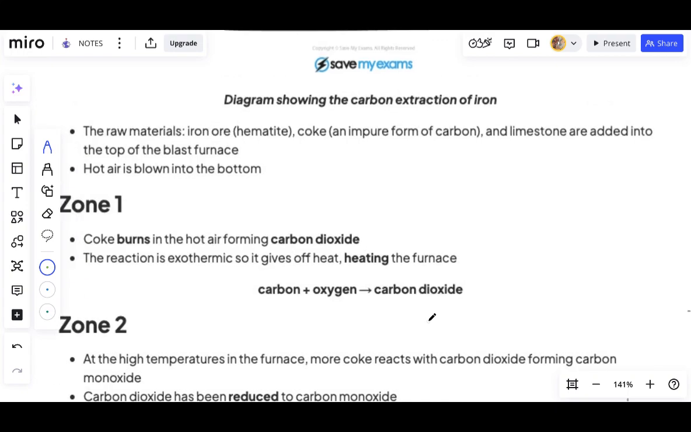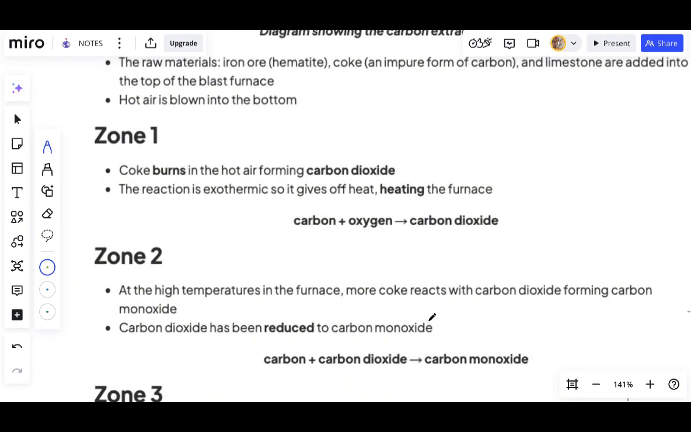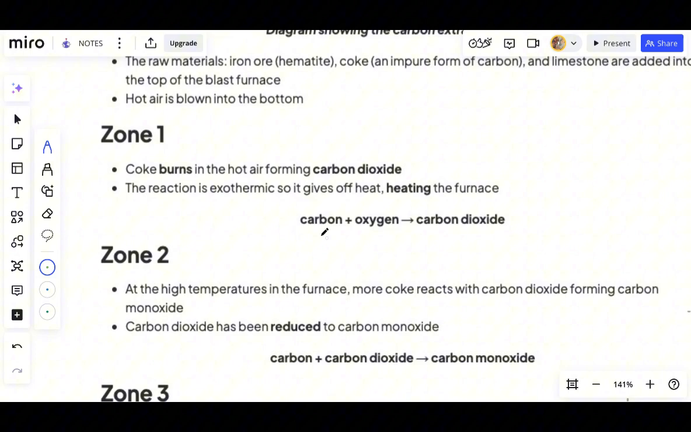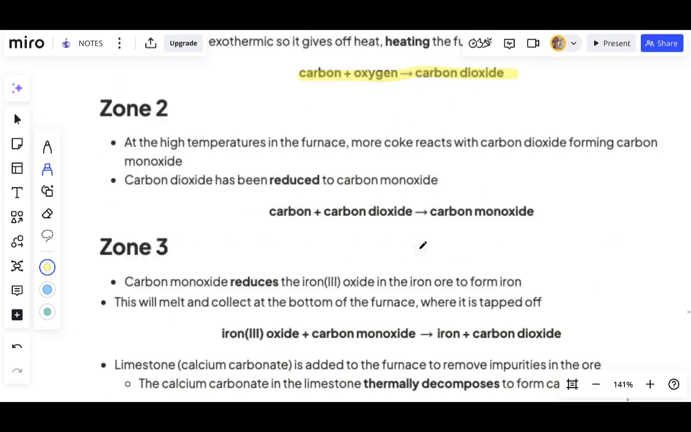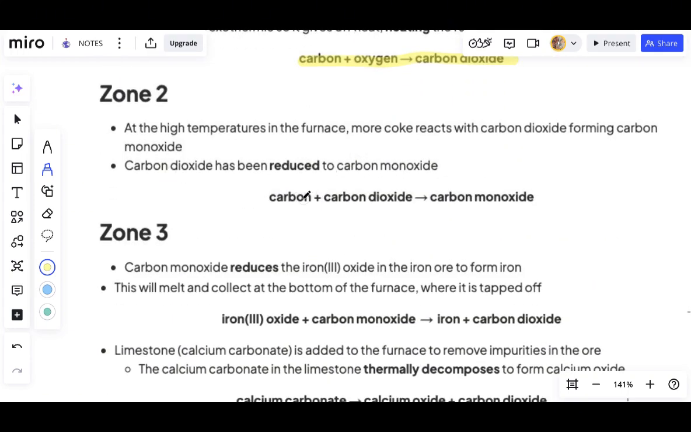Okay, so that's what we have for this. All this is explaining the zones, what is happening. We've mentioned them zone by zone, so I'll just show you the equations. But if you are doing the extended syllabus, you have to know not only the word equation, you have to know the symbol equation. This is C plus O2 gives CO2, carbon dioxide. In zone 2, like we said, the carbon dioxide will be reduced to carbon monoxide by the reaction with another carbon. So carbon reacts with carbon dioxide to produce carbon monoxide, a reduction reaction.